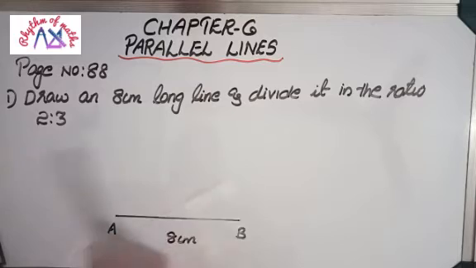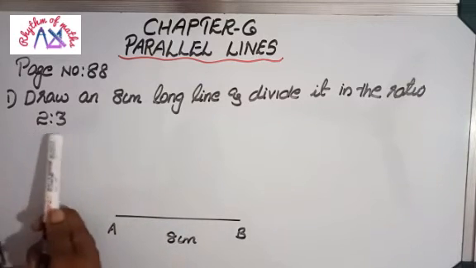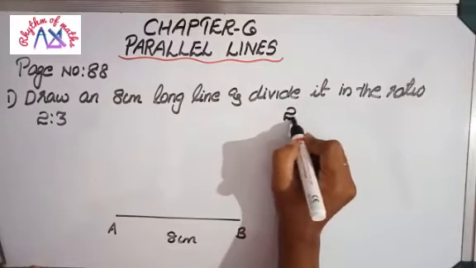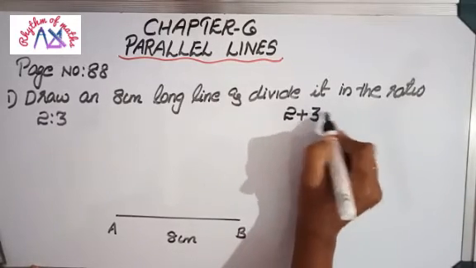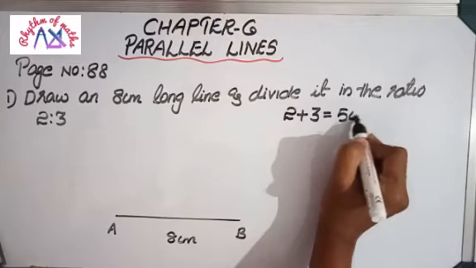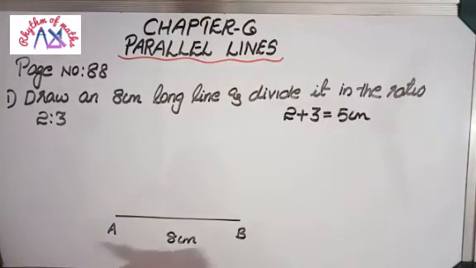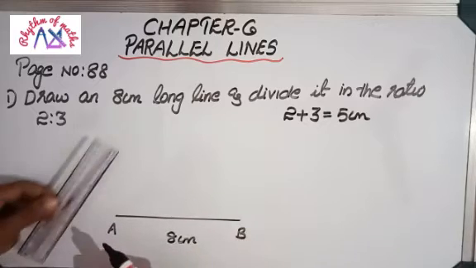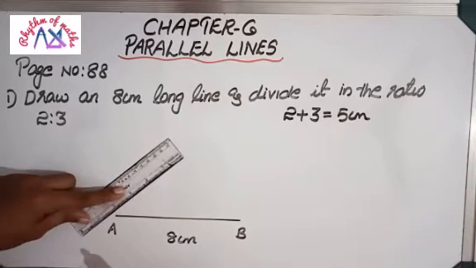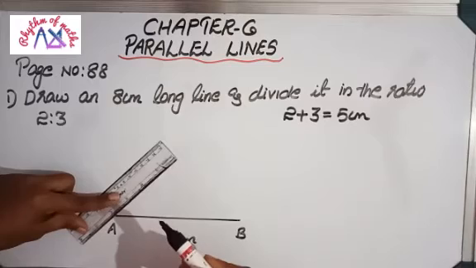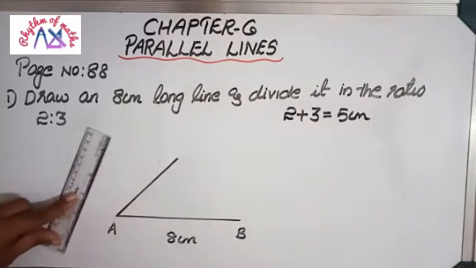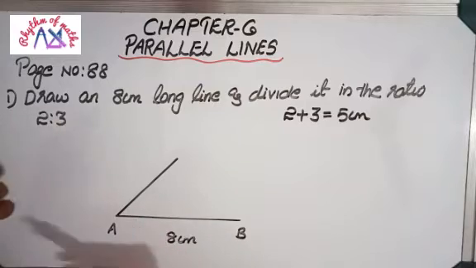In order to get the next line, just add these two ratios. 2 is to 3 means just add: 2 plus 3. The answer is 5 centimeter. So using a scale, draw a 5 centimeter line from the point A. Just a slanting line of 5 centimeter, like this. No angle is needed.